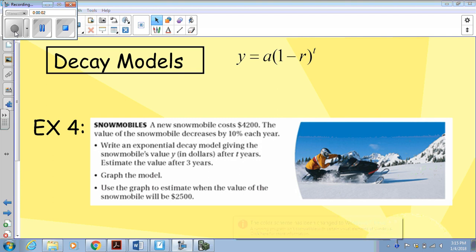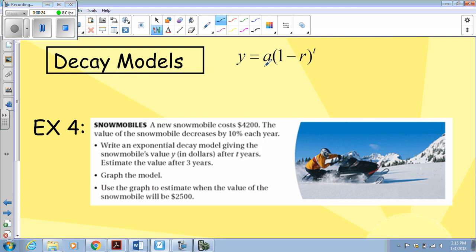So here's the last example, example 4 on the 4.2 notes. Now this is using our decay model. Now here we have y equals a times 1 minus r to the t. Now this model might look a little bit familiar because when we did a growth model we had something similar, but we had a plus r instead of a minus r.